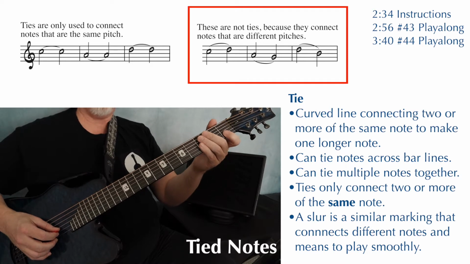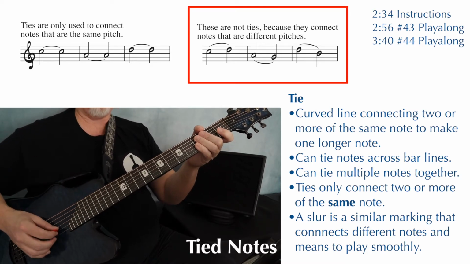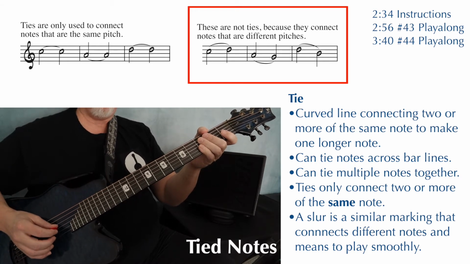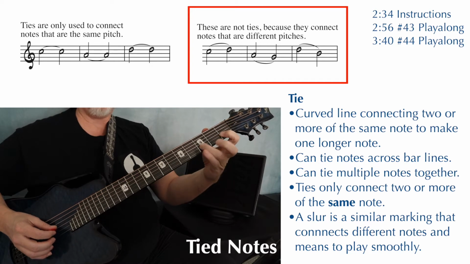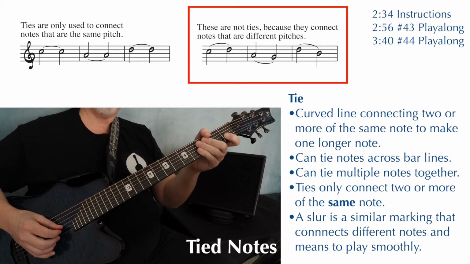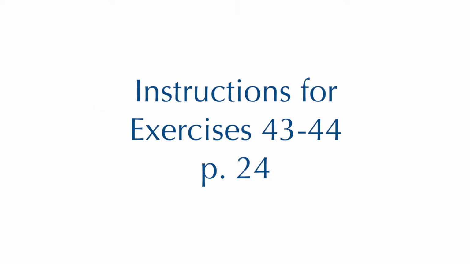These examples are not ties. They connect notes that are different pitches or different notes. These are called slurs, and for a guitar player, a slur would indicate a hammer-on or a pull-off. And you'll learn about these special techniques later in Melody Guitar Book 3.